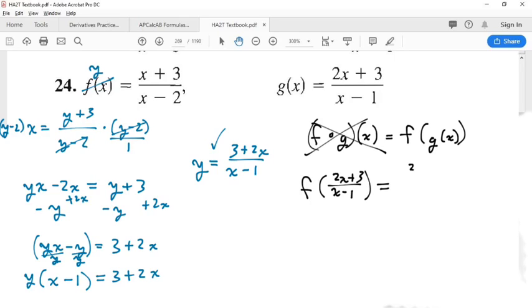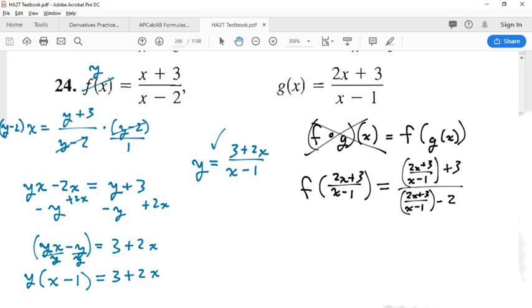All right, so we're going to go (2x plus 3) divided by (x minus 1), plus 3. Then our denominator, we have (2x plus 3) divided by (x minus 1). And then we have our function there. So we have to simplify this. Our end game is that this would simplify to just x. If this simplifies to just x, then we know that g and f are actually inverse functions of each other.